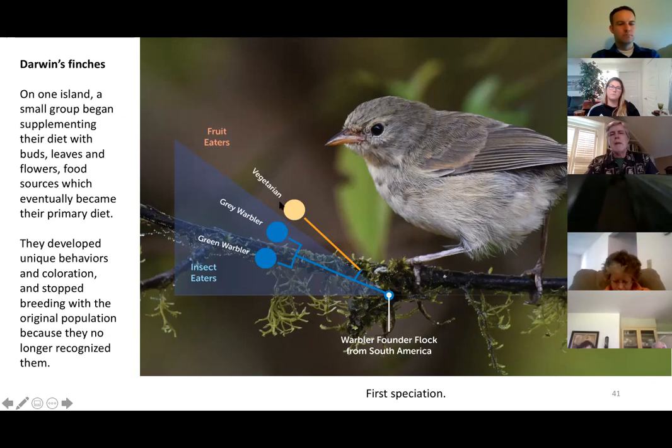So this population gets separated. They're on another island. They start exploiting a local food source. They get to be a little different. They stop mating. Eventually, mutations within this subpopulation add up, and mutations within the normal warbler population add up, and they become genetically incompatible. So now they can't mate even if they wanted to.